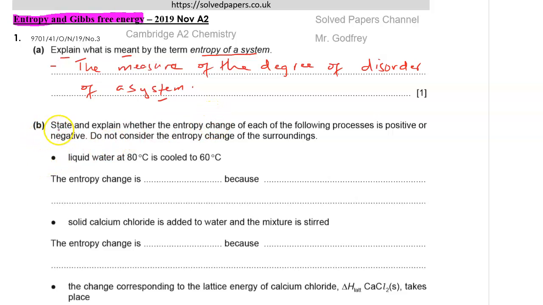Part B, state and explain. Always watch out for those two keywords, state and explain, whether the entropy change of each of the following processes is positive or negative. Do not consider entropy changes of the surroundings. We only consider the entropy change of the system here. So, liquid water at 80 degrees Celsius is cooled to 60 degrees Celsius. The entropy change here will be negative.